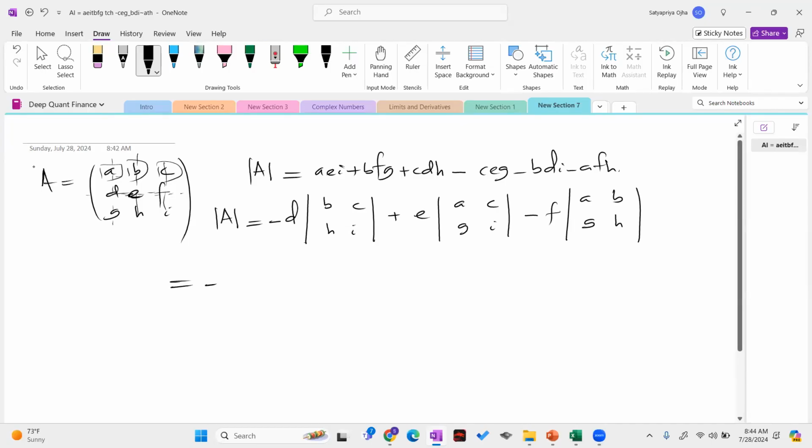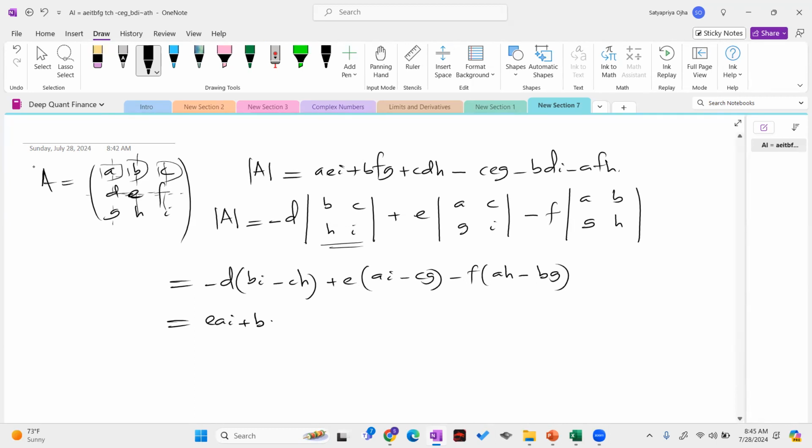Right? Now, if I expand this, what do we get? BI minus CH. See, 2 by 2 determinant, you know, that is very easy. No ambiguity. AI minus CG, AH minus BG. Positive terms: EAI, BGF, DCH. Negative terms: BDI, CEG, AFH. Does it match?